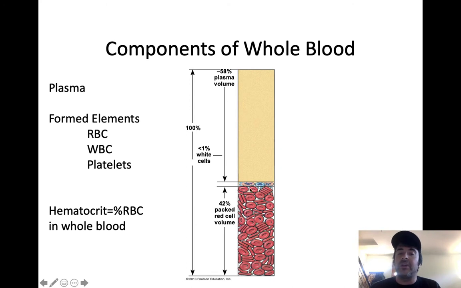And you talk about those in detail in A&P 2. This is an intro class. We don't get that much into the blood clotting pathways in this class.